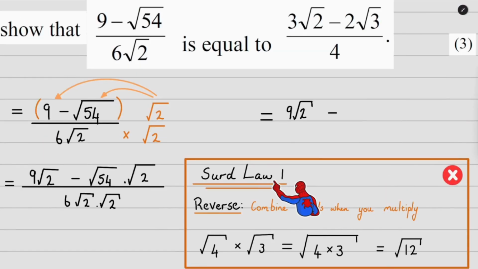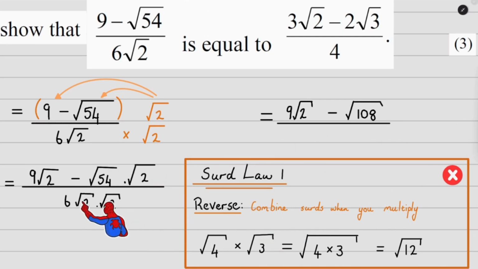And I'm going to be using third law 1 to simplify these two guys. So it states if I have two separate roots and I'm multiplying them, I can combine it into one big square root and multiply them together underneath the roots. So over here, 54 times 2 gives me 108. So I can simplify that to the square root of 108.